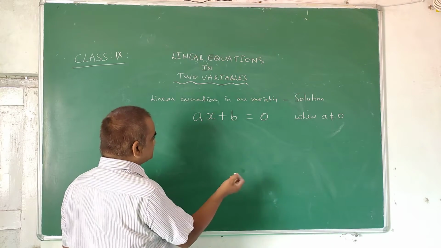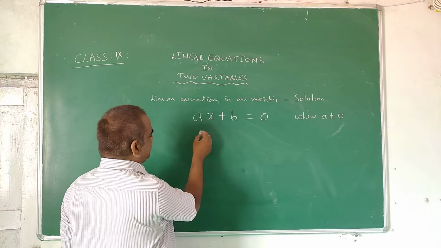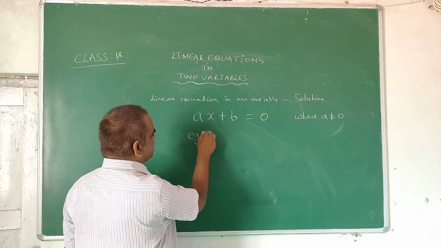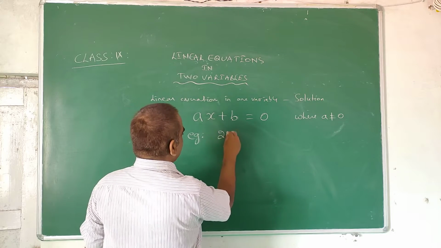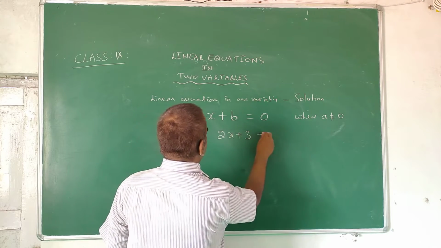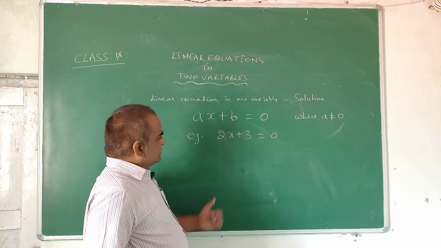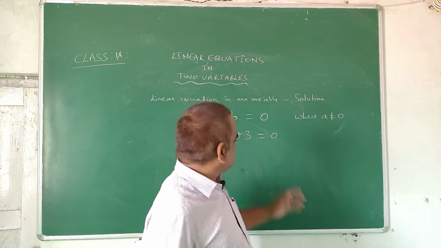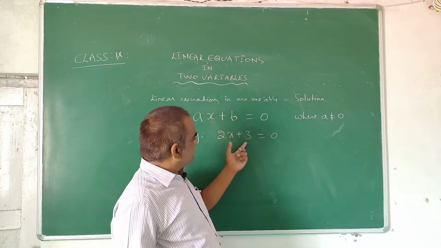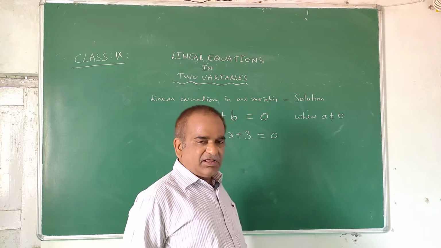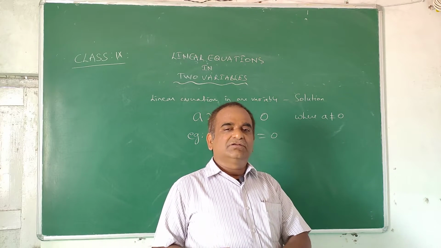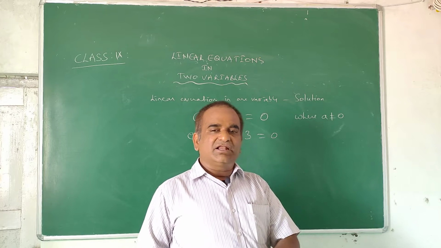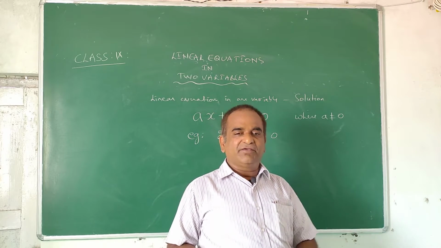Now, if you take some particular example for a linear equation in one variable, 2x plus 3 is equal to 0. This is a particular example for a linear equation. So this is a standard form, this is a particular example. Now I think you understood what is a linear equation, with an example also I have given.